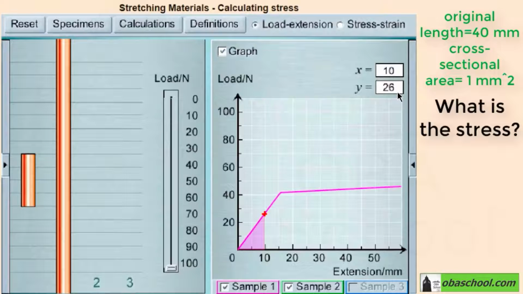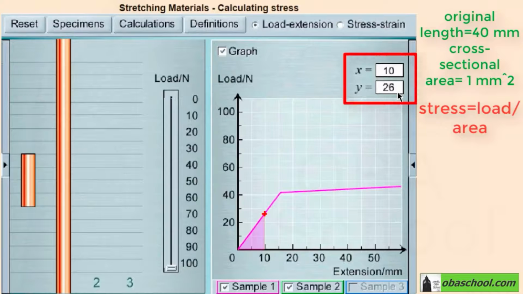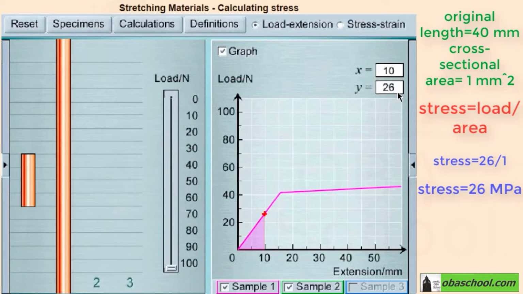What is the stress? Well, yes, the stress is equal to the load divided by the area. At 10 millimeters extension, the load is equal to 26 newtons. So the stress is equal to 26 newtons divided by 1 millimeter squared. So the answer is 26 megapascals.